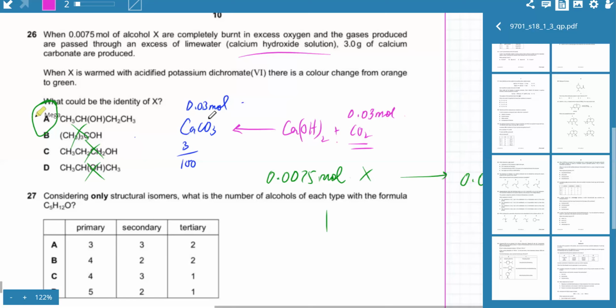So they gave us the mass of calcium carbonate, which was 3 grams. I divided by the MR and I found the moles, which were 0.03 moles. Right? So we got 0.03 moles of calcium carbonate, which are only possible if you had 0.03 moles of carbon dioxide getting absorbed in calcium hydroxide to give you this. So I figured out the moles of carbon dioxide, right? Is this clear, Ibrar? Yes, sir.